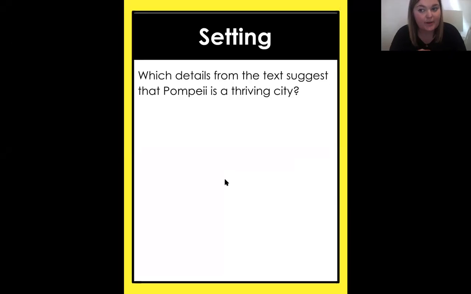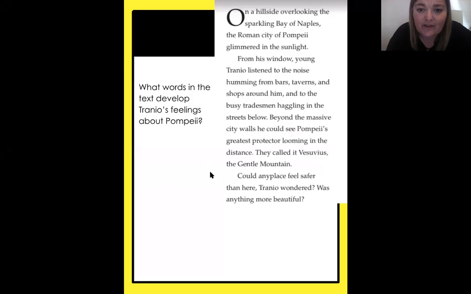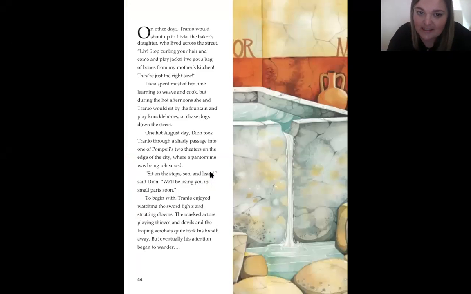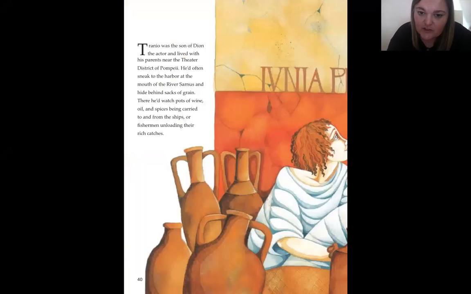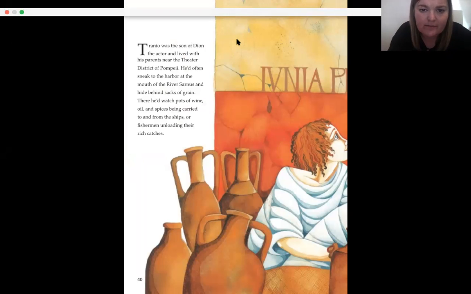So another question about setting. Which details from the text suggest that Pompeii is thriving? It is a thriving city. That means it's doing really well. There's a lot of business. So what details show us that this city is thriving? Let's look here on this page. I'm going to pause this video and see if you can figure it out, fourth graders.